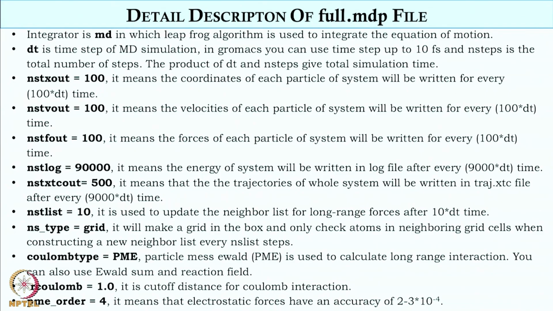Then there is nstfout. It will write the force on each particle after every 100 times dt time step. Then there is nstlog. The energy of the system will be written in a log file. Then there is nstxtcout, that is 500. Here your nstlog is showing 90,000. Because we don't need it, on the right side it is 9,000 times dt, I guess it will be 9,000.